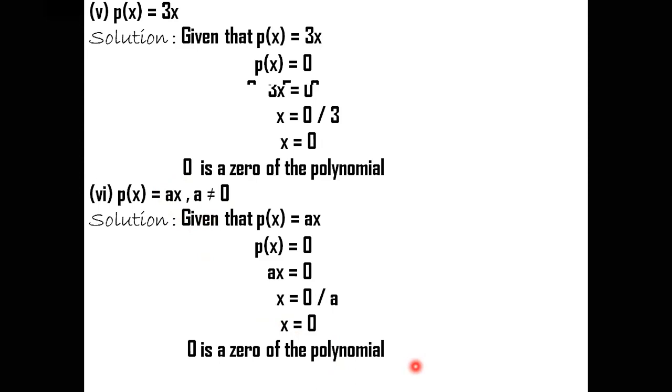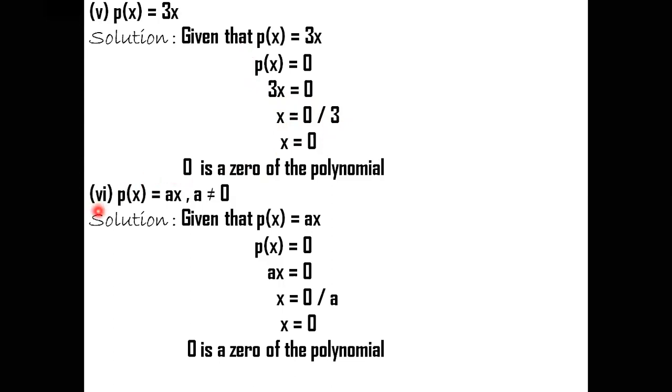Let us take question number 5. That is again an easier one. So P of x is equal to 3x. But we know that we have to take P of x as 0 because we are finding the zero of the polynomial. So P of x is equal to 0. And in the next step, instead of P of x, I'll write 3x. 3x is equal to 0. So x is equal to 0. The 3 goes to the other side, becomes 0 divided by 3, and 0 divided by 3 is 0 itself. So for this question, the number 0 is the zero of the polynomial.